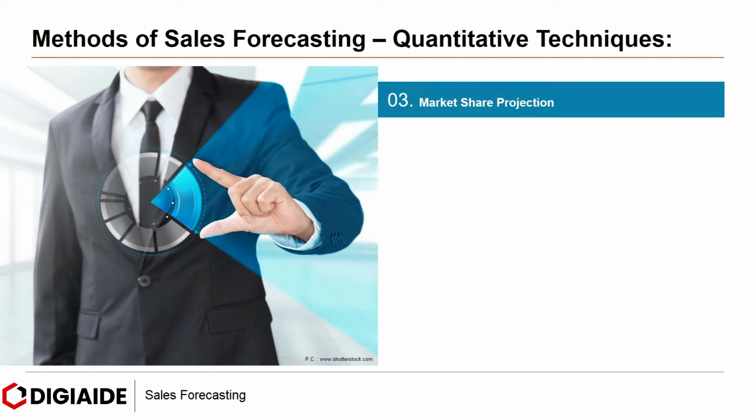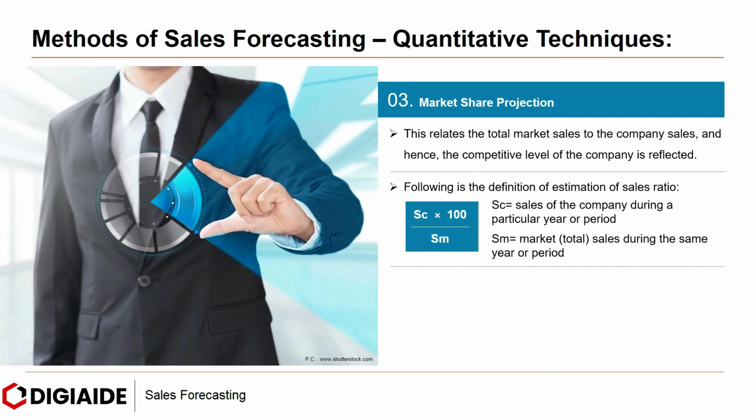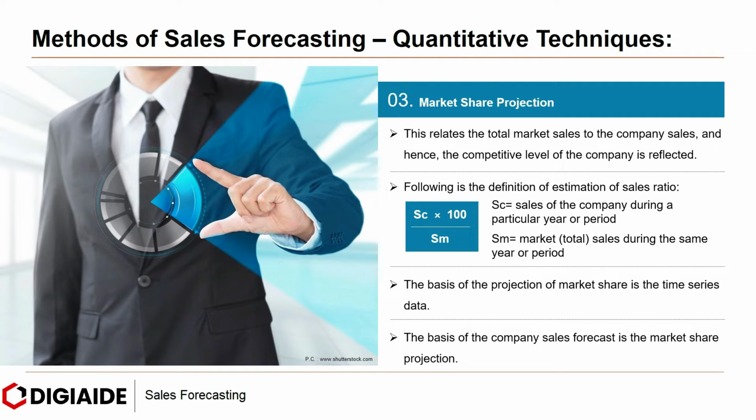Third, market share projection. This relates the total market sales to the company sales and hence the competitive level of the company is reflected. Following is the definition of the estimation of market share. Sales of the company during a particular period times 100 divided by the total market sales of that industry during the same year or period. The basis of prediction of market share is the time series data. The basis of company sales forecast is the market share projection.